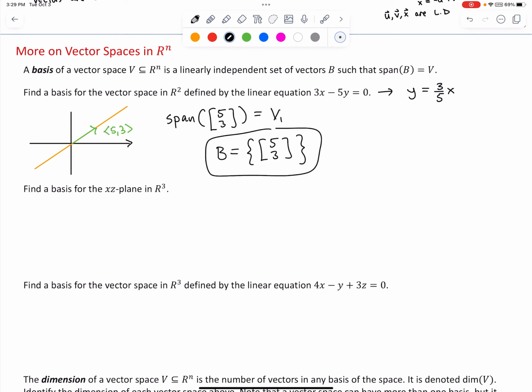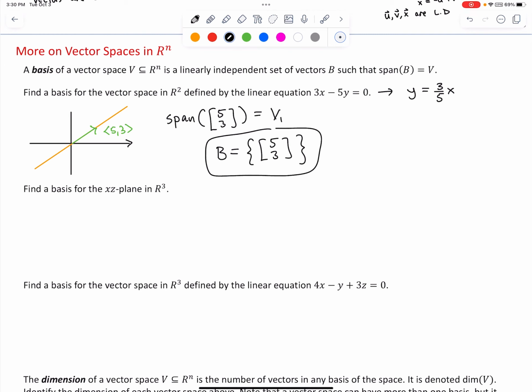Now, this isn't the only vector I could have picked. I could have picked any vector on this orange line and then done the span of that vector to produce the entire orange line. The only vector I cannot pick to form the basis is the zero vector, because the span of the zero vector is just the zero vector still. It won't produce the entire orange line. So I could have said the basis B was equal to the set of just one vector, where that one vector was -5, -3, or 10, 6, or 15, 9. Basically, any scalar multiple of the vector I have written currently, except for the 0 times that vector, would be an acceptable vector to use as my basis.